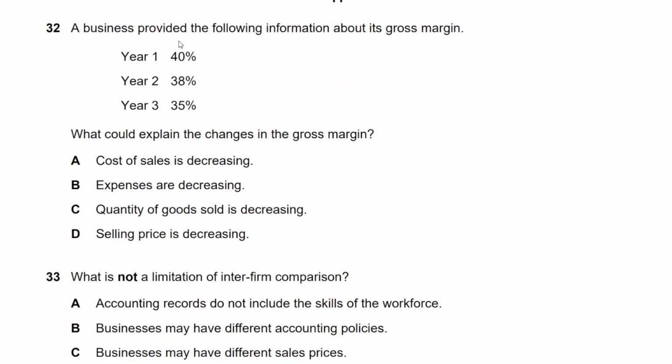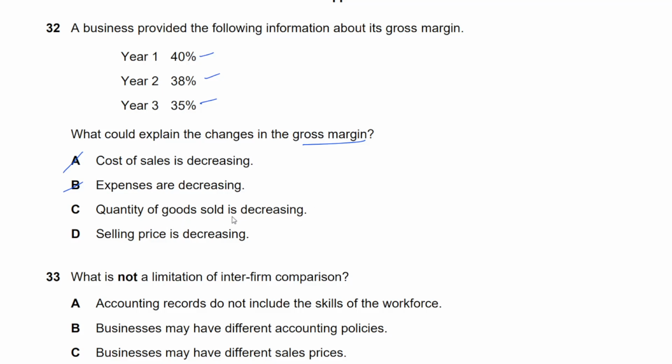32. A business provided the following information about its gross margin. Margin is high, getting lower, getting lower. What could explain the changes in gross margin? Cost of sales is actually rising. If it was decreasing, then we would have a better margin. Expenses are decreasing, nothing to do with expenses because we're talking about gross margin. Expenses come after gross profit.